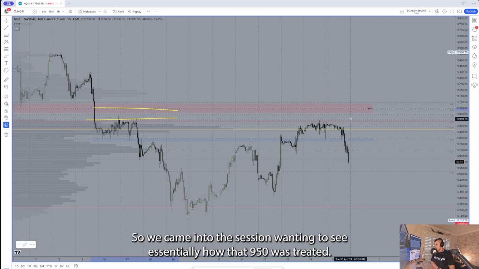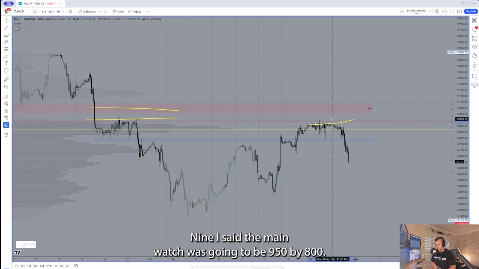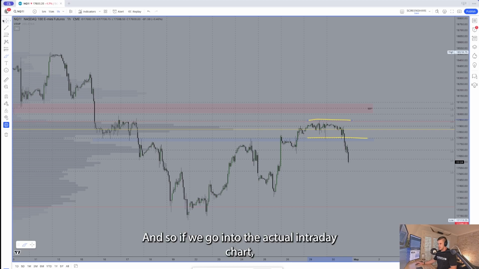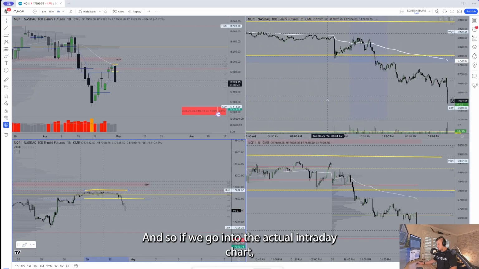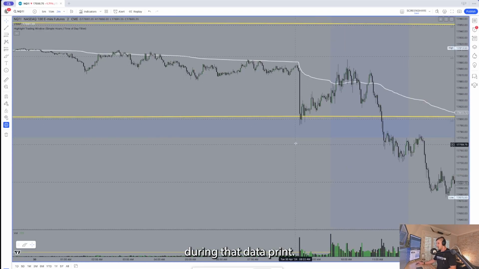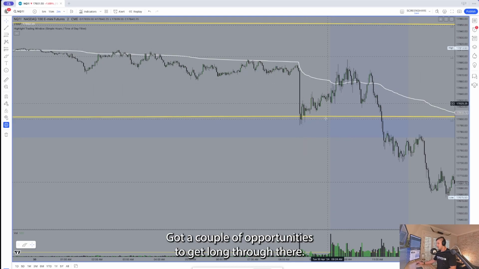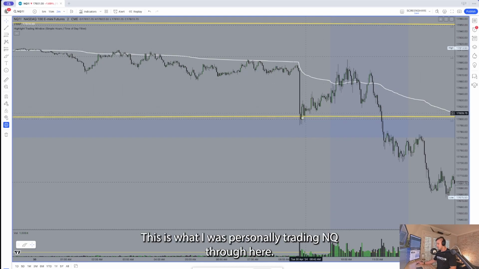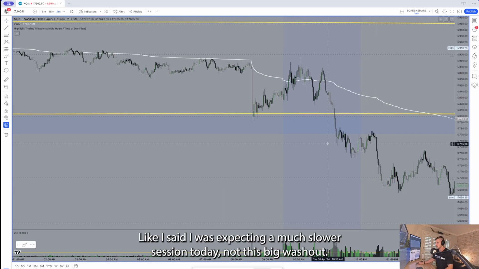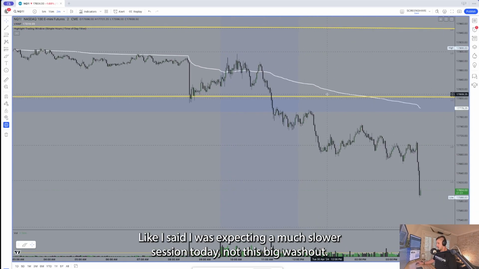Right, and that's pretty much what we saw today. So we came into the sesh wanting to see essentially how that 950 was treated. I said the main watch was going to be 950 by 800, just primarily looking at that prior day range, right? And so if we go into the actual intraday chart, what we'll see is that 800 held pretty well during that data print. Got a couple of opportunities to get long through there. This is what I was personally trading NQ through here, posted those executions, and I followed up with another trade through here. After that, I was done. Again, like I said, I was expecting a much slower sesh today, not this big washout.